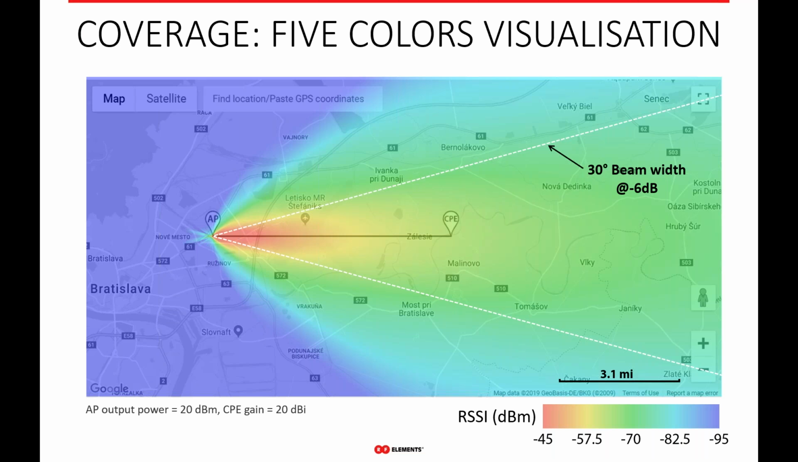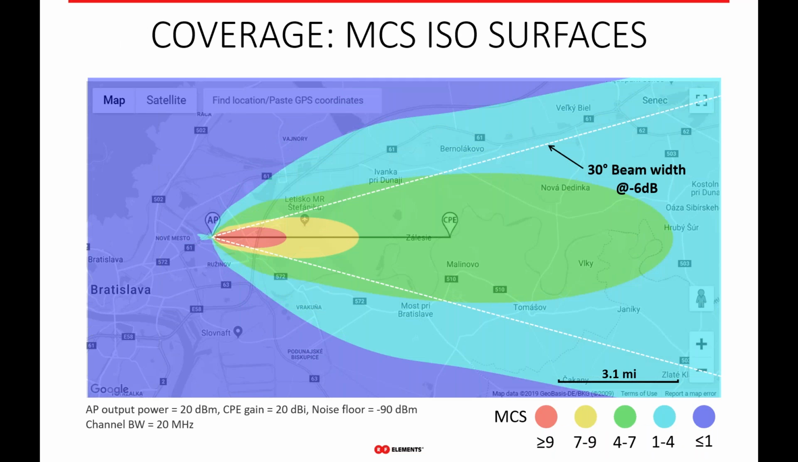So if we go in even a little bit further than that, if on top of the AP output power and CPE gain, we also know what channel width we're going to use and what the noise floor is, we can still improve the practical usability of this plot. Even though, again, this helps you see a little bit more where the signal changes, what's usable, what's not, we can actually take it a step further. So in this coverage, these are what we call MCS rate isosurfaces, right?